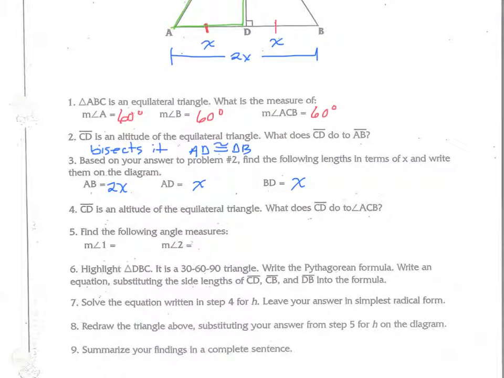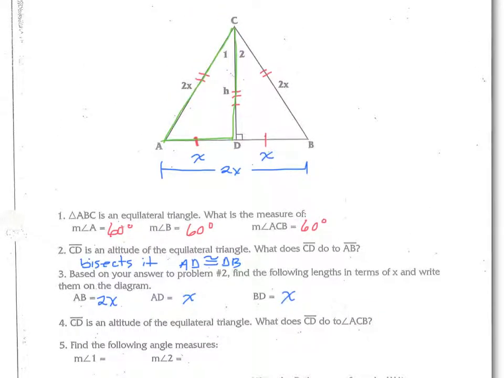Look at question 4. CD is an altitude of the equilateral triangle. Let's think about this for a minute. What does CD do to angle ACB? What does the altitude do to this angle here? It cuts it in half. So put your markers in there, I know that this angle 1 is congruent to this angle 2. You might want to write that down. It bisects it.